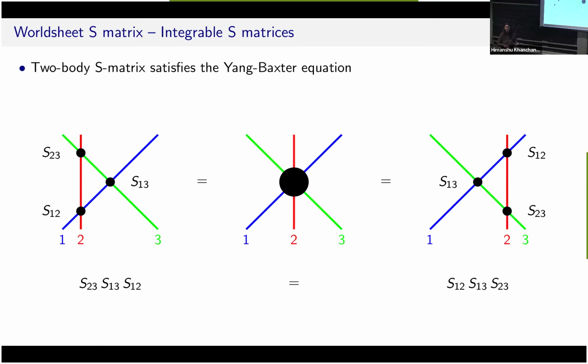So this you can see by just looking at the scattering of 3 particles. This is the picture in the middle, and because you can decompose it into 2-to-2 scattering in 2 different ways, the pictures on the left and the picture on the right, consistency tells you that these 2 ways of decomposing should give you the same result, and this gives you an equation for the 2-body S matrix. So this left-hand side should be equal to this right-hand side, and this is called the quantum Yang-Baxter equation, and it's really the equation that describes an integrable 2-dimensional QFT.